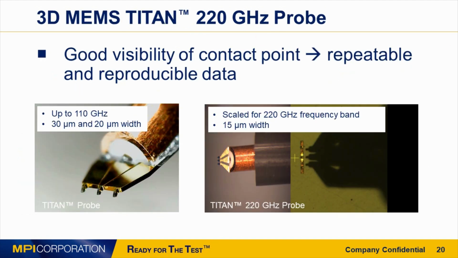The Titan probe tips were scaled and further optimized for the frequency range up to 220 GHz. The width of the probe contacts was also reduced to 15 micrometers. These are the smallest contacts across all probes with the coplanar-based tips. Such a small tip enables multiple reprobing of the same device and measurements of sub-millimeter wave devices with very small pads. The good tip and contact visibility improves the repeatability and reproducibility of the measurement results and system calibration, which we will demonstrate later.